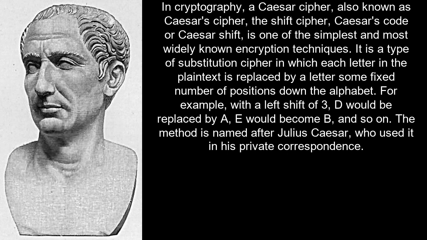In cryptography, a Caesar cipher, also known as Caesar's cipher, the shift cipher, Caesar's code, or Caesar shift, is one of the simplest and most widely known encryption techniques. It is a type of substitution cipher in which each letter in the plaintext is replaced by a letter some fixed number of positions down the alphabet. For example, with a left shift of 3, D would be replaced by A, E would become B, and so on. The method is named after Julius Caesar, who used it in his private correspondence.